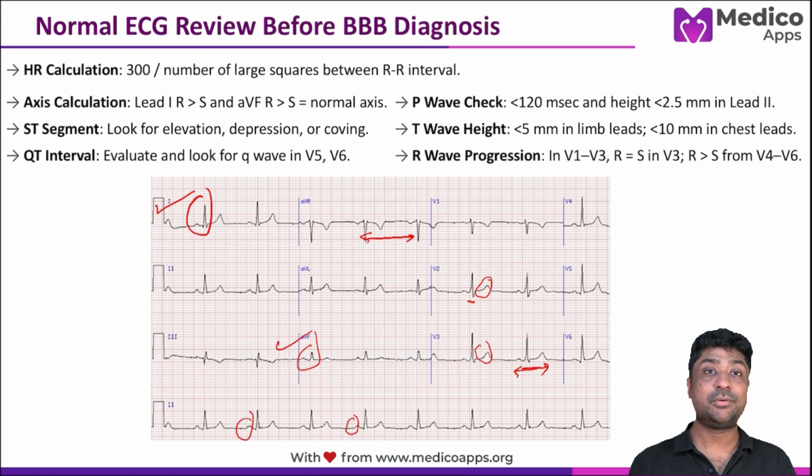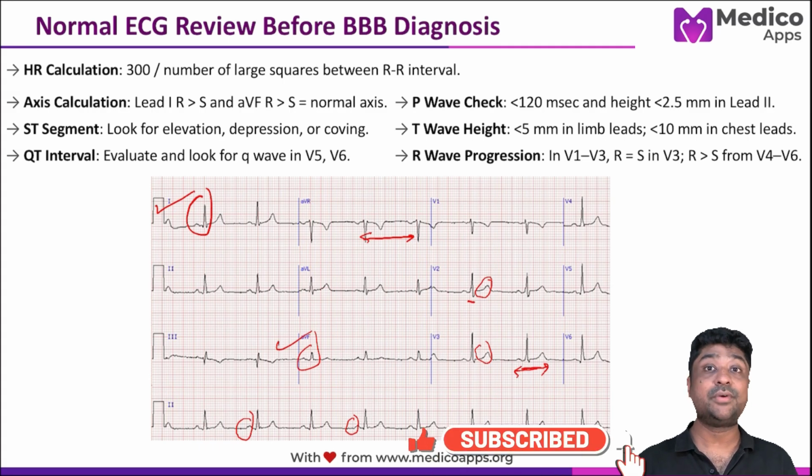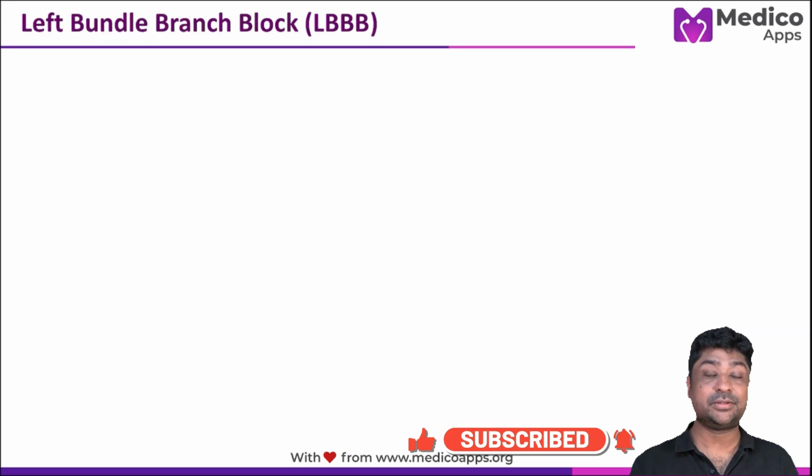Finally, check R wave progression. Normally, in leads V1 to V3, the R wave is smaller than the S wave. But by V4 to V6, the R wave becomes taller than the S. Loss of this progression can suggest anterior infarction or lead misplacement.